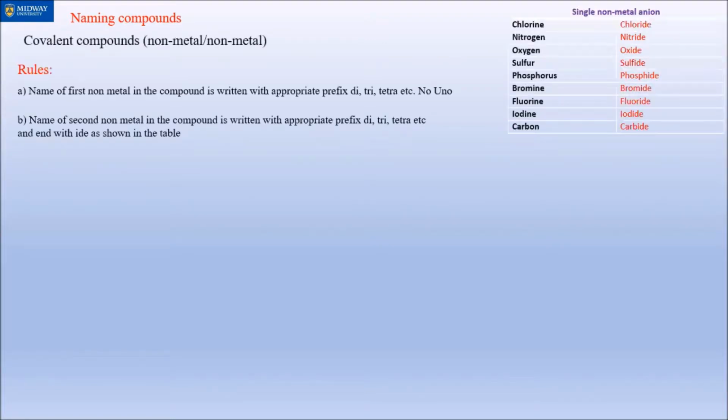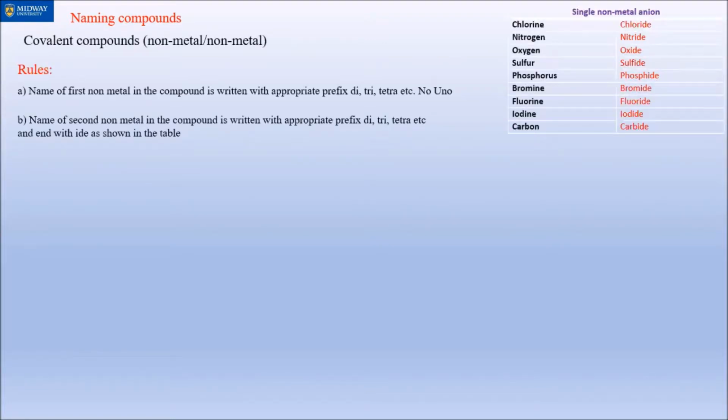Welcome back. This is the last and final video on the topic of naming compounds, and we're going to work with covalent compounds. It doesn't matter whether it is polar covalent or non-polar covalent. A covalent compound is a covalent compound. So the rules are essentially the same. Now let me go put up the rules.